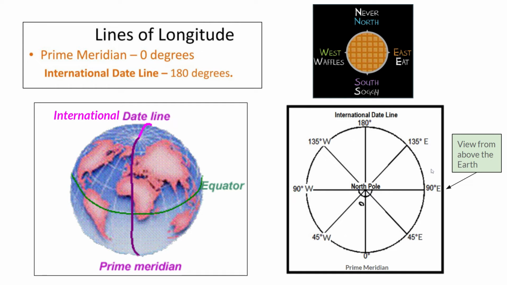And this is a view from above the Earth. If you were looking from the North Pole, you would see that if you were facing the prime meridian, or the prime meridian was here, the international date line at 180 degrees would be there. This side would be east, and this side would be west.